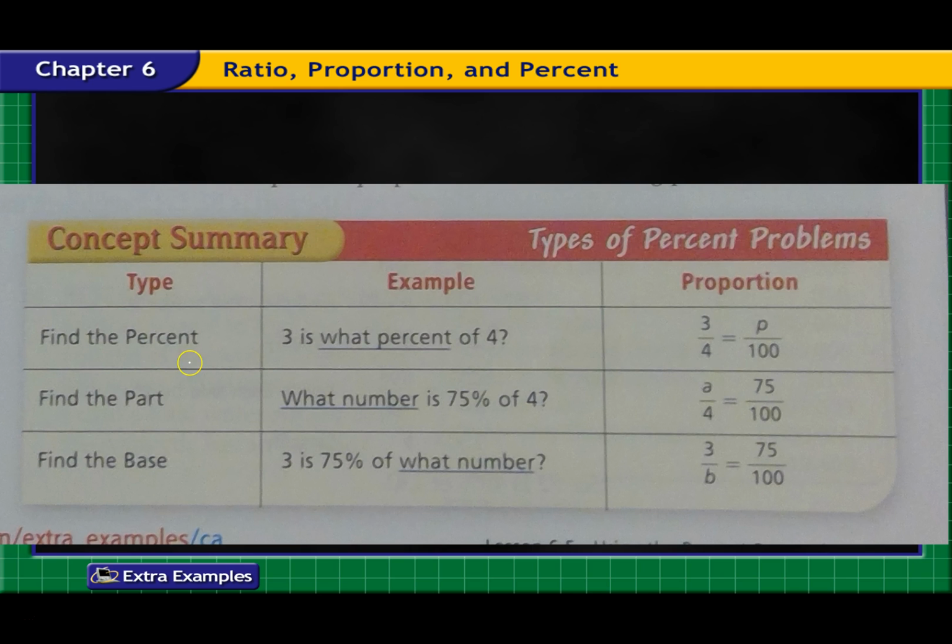All right, so here's a couple other types of proportion or percent problems you might see. So it'll say find the percent, and that's the one we've done so far, where the only thing they give us is P. We might have to find the part. So what number is 75% of 40? So we get 75% of this. The of would be the base. 3 is 75% of what number?